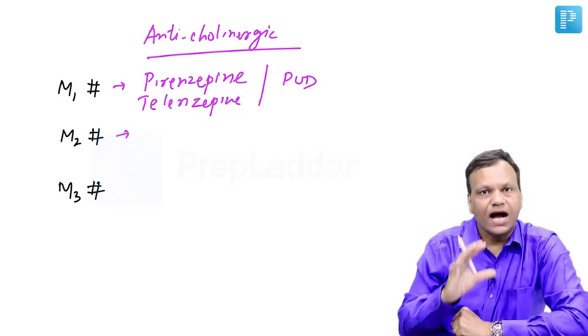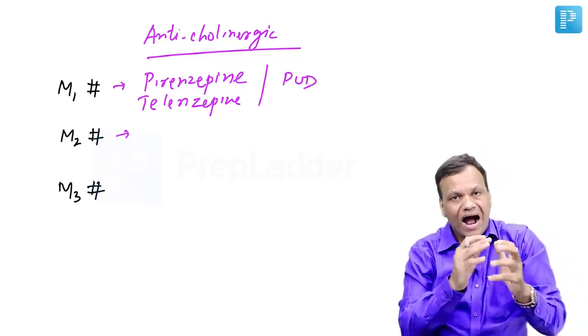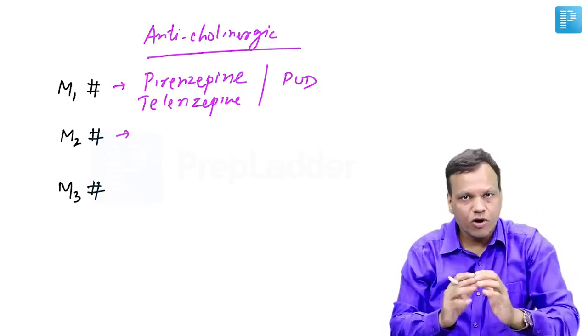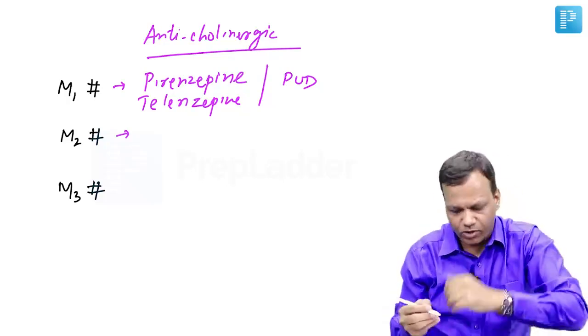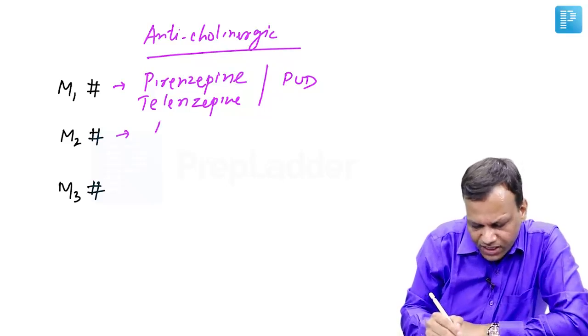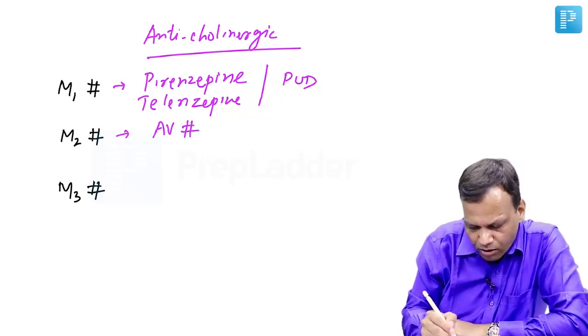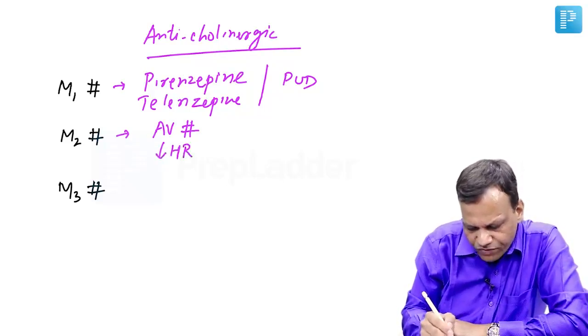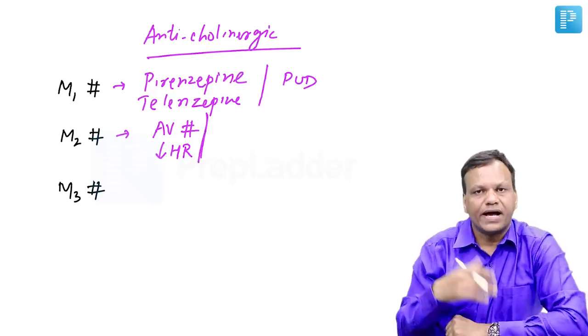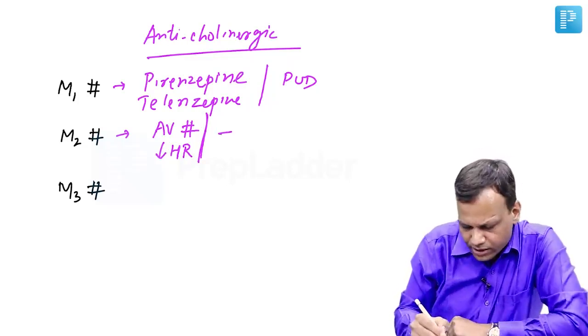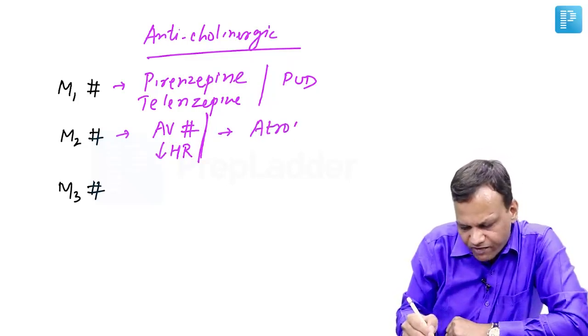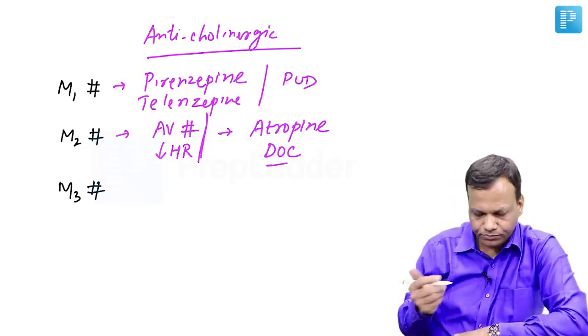M2 was present in the heart. So when we block M2, the heart will be stimulated. Remember, M2 was depressing the heart. So when we block it, the heart will be stimulated. So they can be used when the heart is depressed, like in AV block, in bradycardia. So we can treat these conditions by giving an M2 blocker. So the drug used is atropine. In fact, atropine is the drug of choice for bradycardia and AV block.